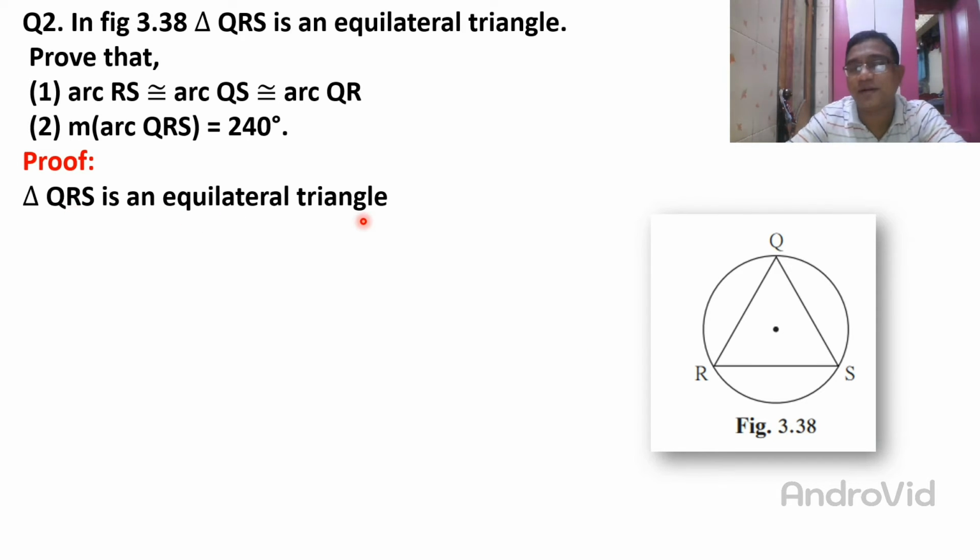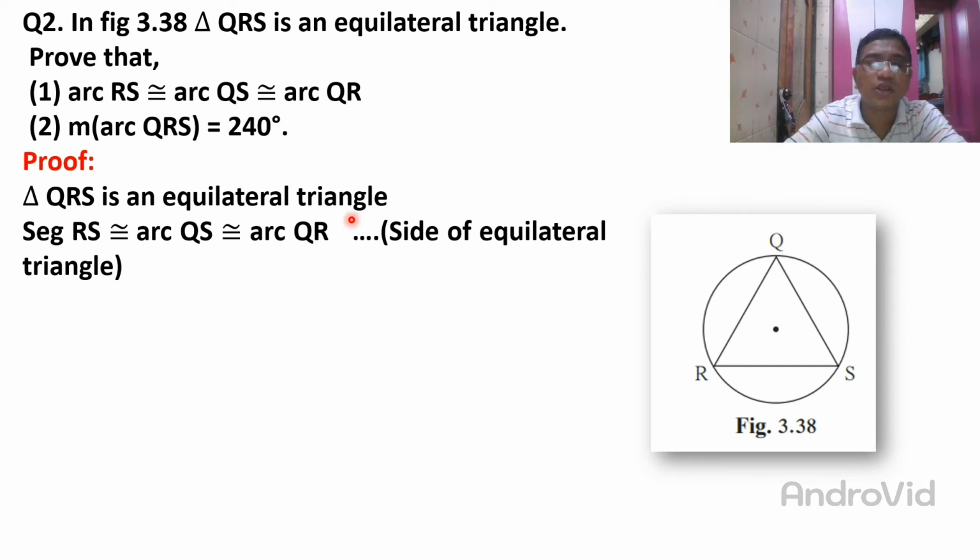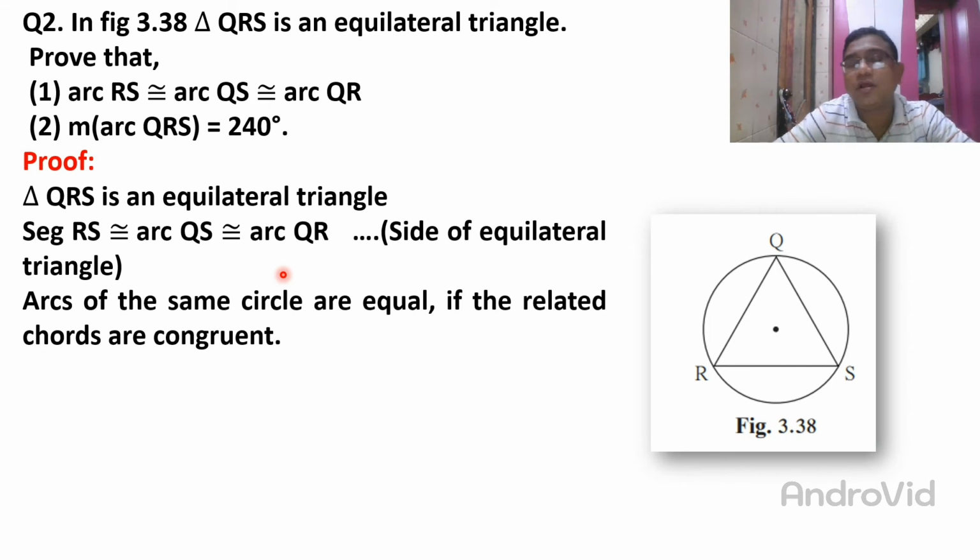QRS is an equilateral triangle, meaning all three sides are congruent. So here we write segment RS congruent to segment QS congruent to segment QR, sides of an equilateral triangle. Here it is written segment RS, segment QS, and here by mistake arc is written. So segment RS, segment QS and segment QR. These three sides are congruent, but these segments are chords of the circle, and if the chords are congruent, corresponding arcs are congruent.